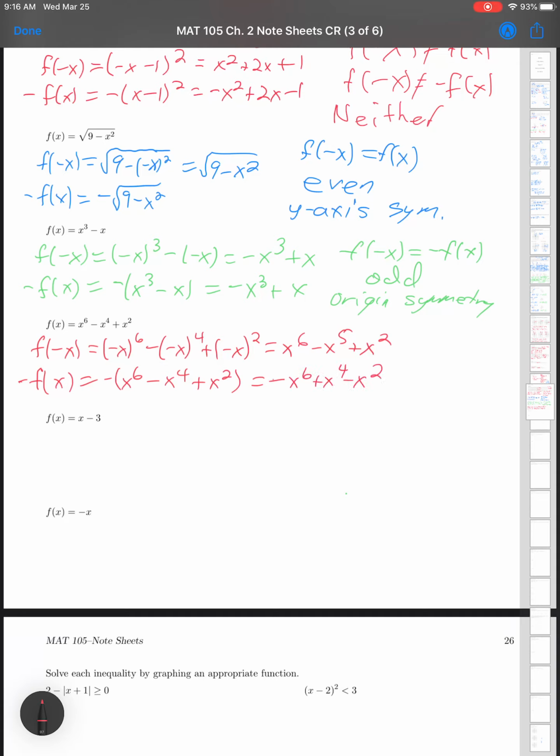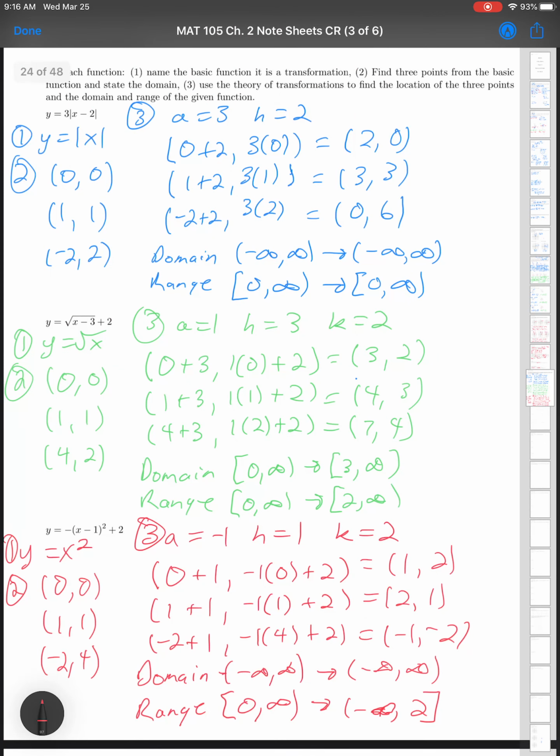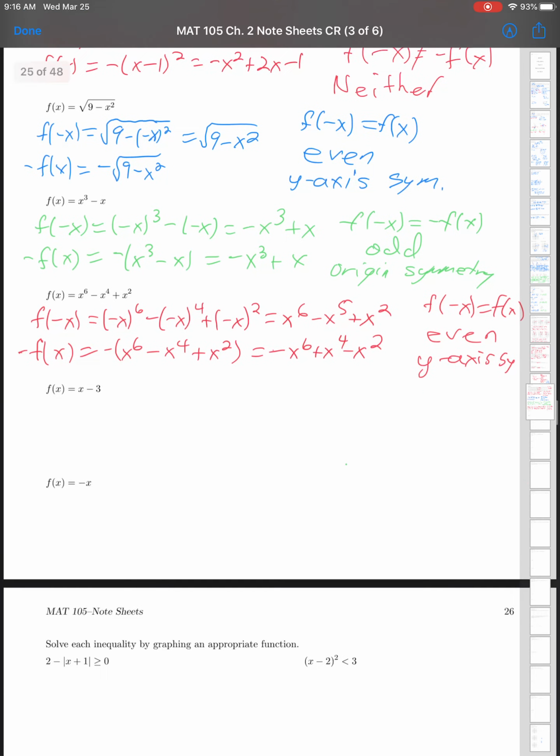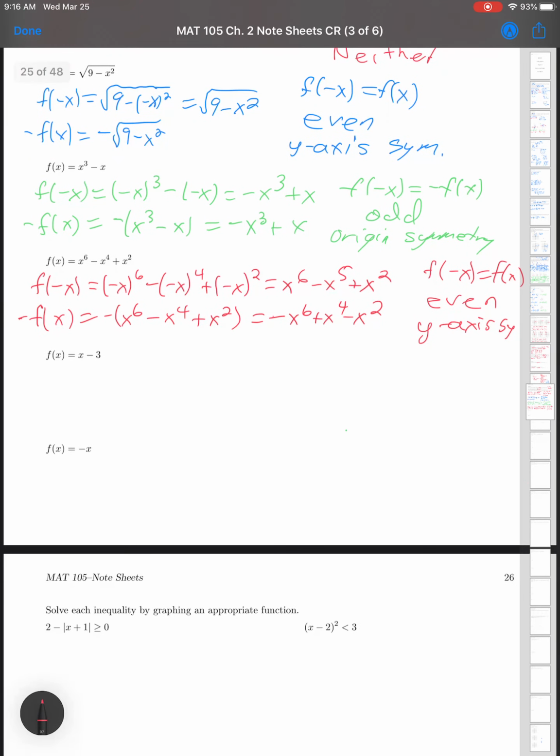And then if I distribute the last one, I get the opposite of x to the 6th plus x to the 4th minus x squared. So if we look at all 3 of these, what you should notice is the original is equal to the opposite of f of x. So the f of the opposite of x is equal to the original. So what that tells us is that, similar to the second problem, this is an even function with y-axis symmetry. Okay. So there's that one.